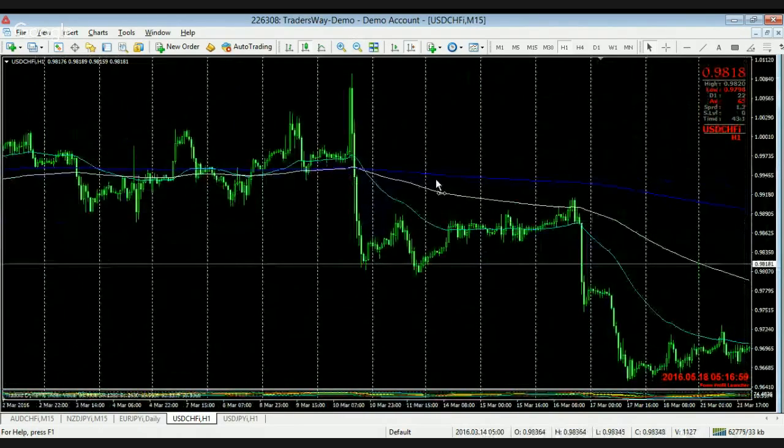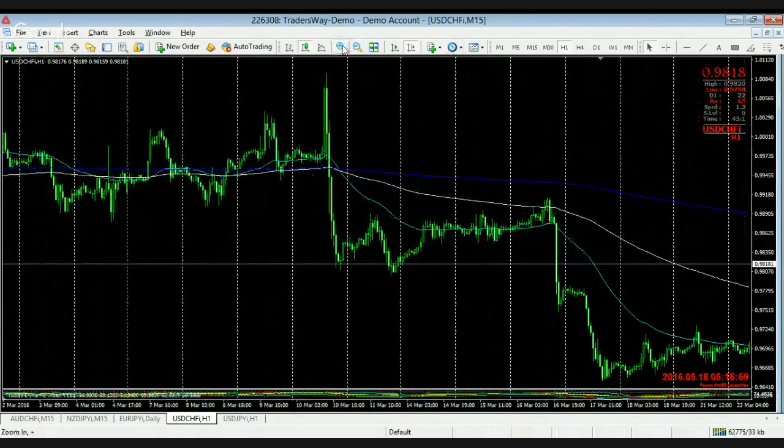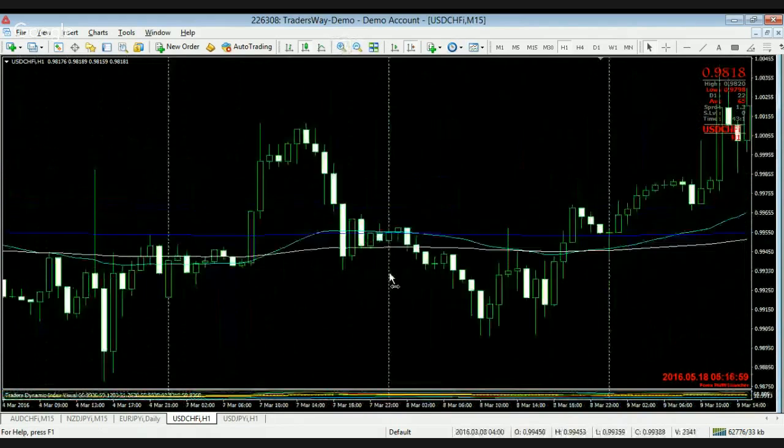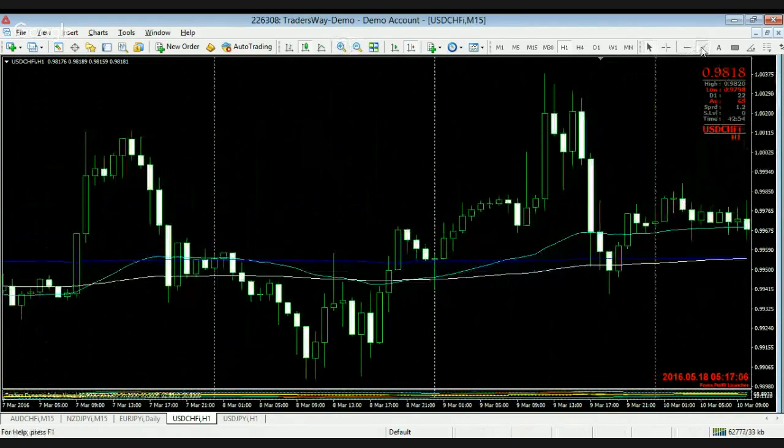Okay, let's take a look at this small W formation. All right, so here we have a W formation.